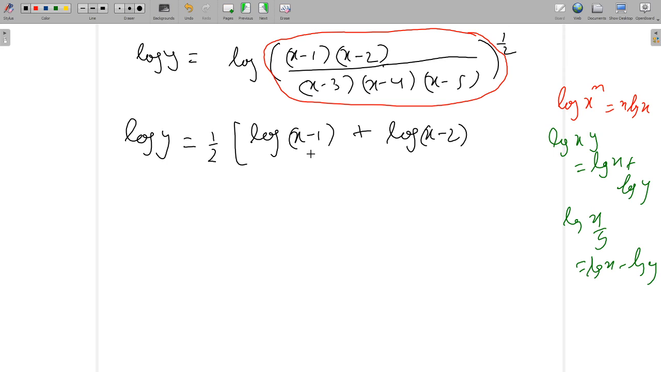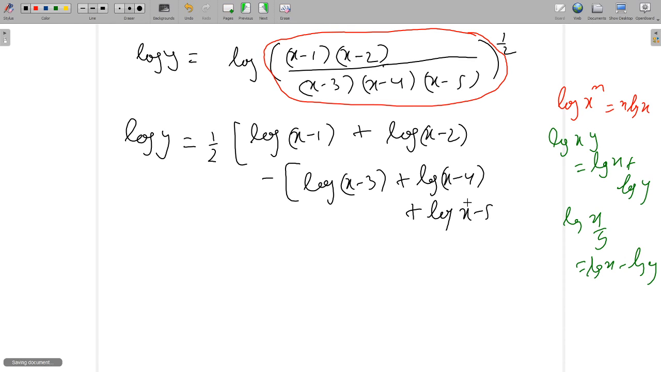So log a into b is log a plus log b. Then let us consider this whole as x and this is y, so log x minus log y. So minus, again here, because they are multiplying, log a into b into c is log a plus log b plus log c. So log of x minus 3 plus log of x minus 4 plus log of x minus 5. And since these three terms are in the denominator, we have put here minus, because log x by y is equal to log x minus log y, and here one more bracket will be there.